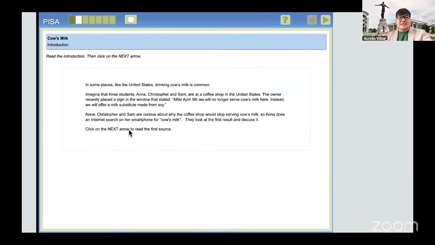So Anna does an internet search on her smartphone for cow's milk. Look for the result and discuss it. Again, it has a similar context. Ito naman, may task. The problem here is this shop is no longer serving cow's milk. Soya na lang. Then, bakit kaya? In the next slide, okay, here, this is my screenshot na.